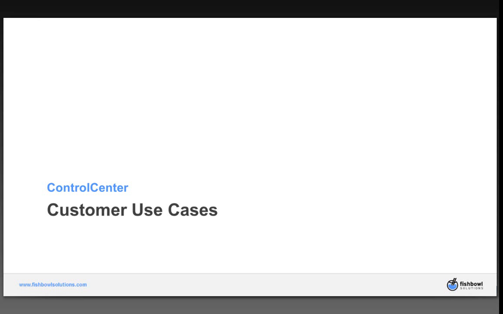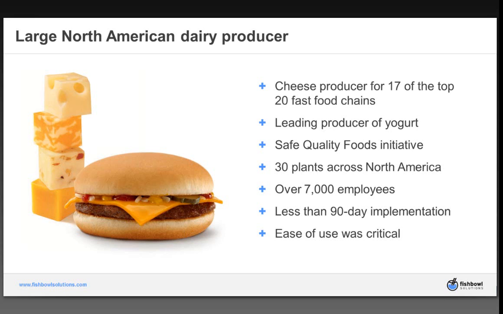And so, for example, one of the customers that we worked with was a large producer of dairy products. They make cheese and yogurt. They actually make the cheese for most of the fast food chains in the U.S. And so they were rolling out a Safe Quality Foods initiative. And Safe Quality Foods is a certification that organizations can request that verifies that their food is produced and processed and handled according to the highest quality.